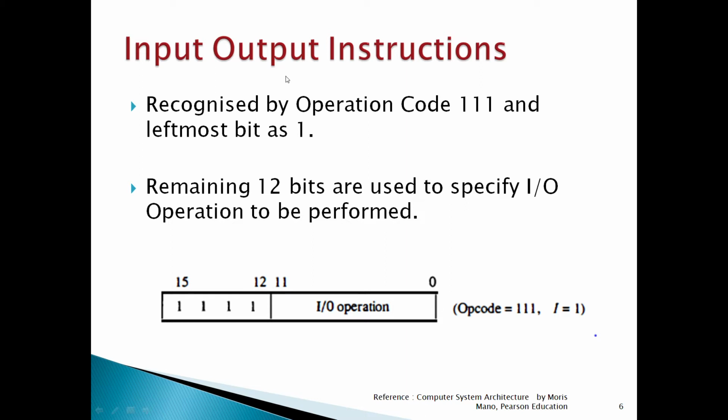Input output instructions are quite similar to the register reference instruction, because they involve also the input output registers. They also have the opcode bits as 111, whereas the indirect bit is 1, and the 12 bits for the address are going to be used to specify the input output operation.